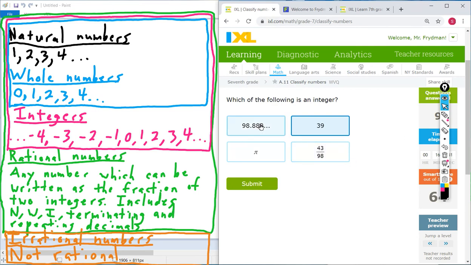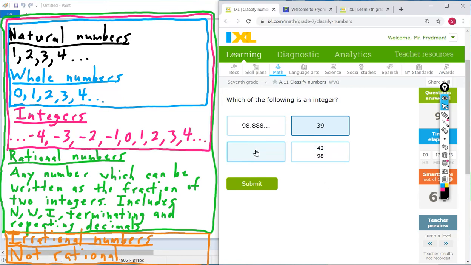This number is a repeating decimal. I get 888 here after the decimal point. So this number would be a rational number because it's a repeating decimal. So that's an easy way that I can check that. 43 over 98 would also be a rational number because it's the fraction of two integers. This one I could also express as the fraction of two integers, but I'm not going to get into that right now. Pi would not be rational. Pi would be irrational. So we talked about that.